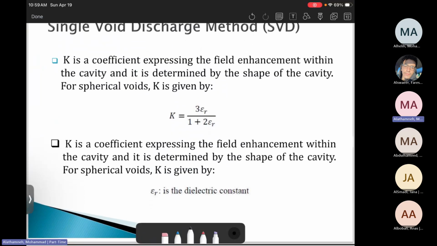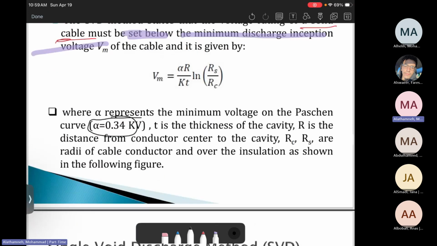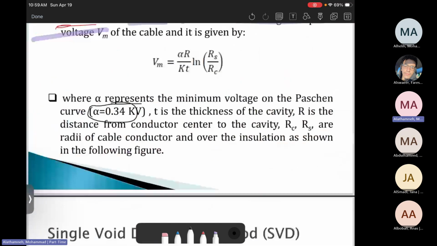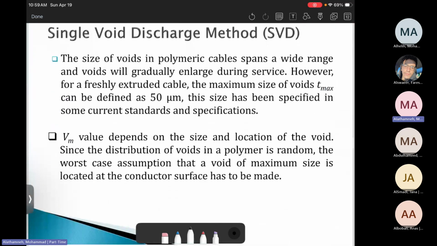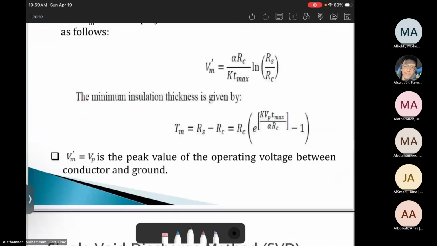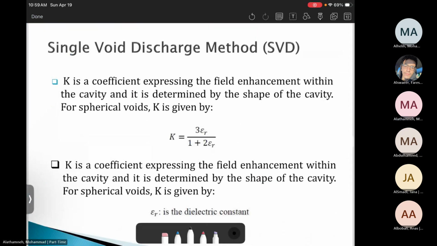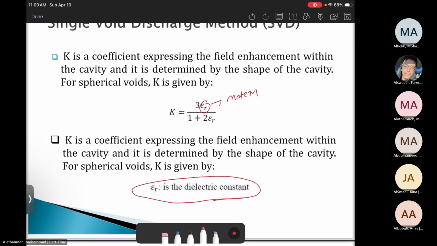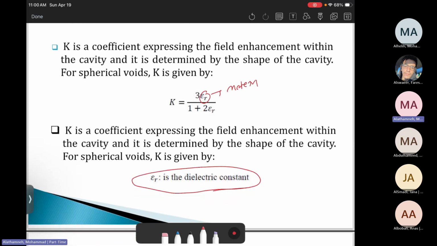In SVD, the K coefficient expresses the field enhancement within the cavity, which depends on the material. So according to this example, related to some numbers, K equals 3 epsilon R divided by 1 plus 2 epsilon R. Epsilon R is related to the material, again the dielectric constant. So K overall is called the coefficient expressing the field enhancement within the cavity.